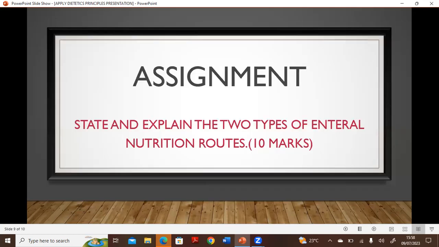That is very correct. So today I'll leave you with an assignment. You'll have to state and explain two types of enteral nutrition routes, the mechanically and the surgically inserted ones, and it will carry 10 marks and count as part of your total marks.